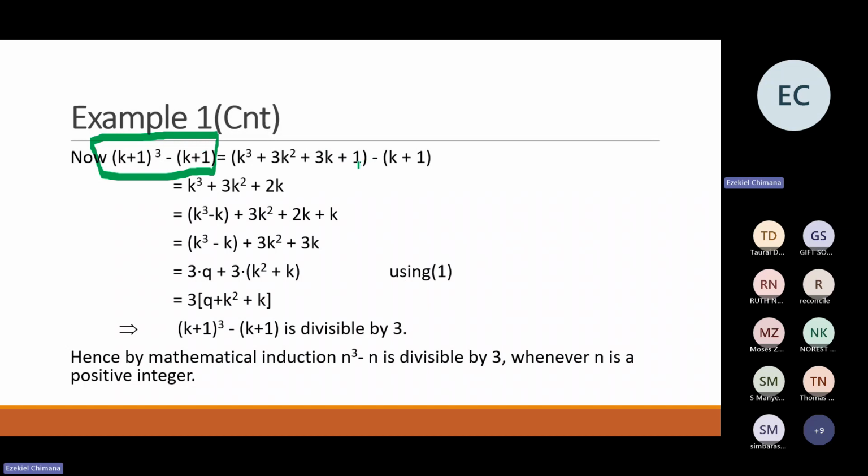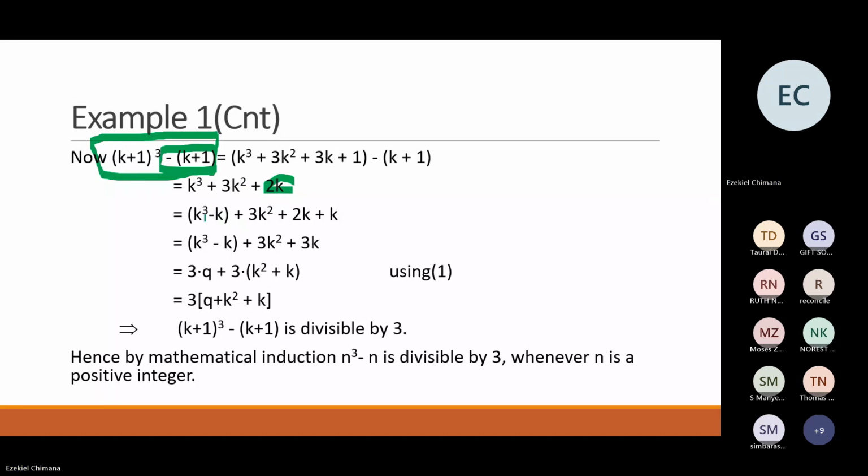And then after that, you add this part. That's minus k plus 1. After that, what are we going to get there? We've got k cubed plus 3k squared plus 2k. Where is it coming from? This minus, if we put it inside, we are going to have minus k. So this 3k minus k, we are going to get a 2k. And then this plus 1 minus 1, you're going to get a 0. That's why you are ending up having k cubed plus 3k squared plus 2k.